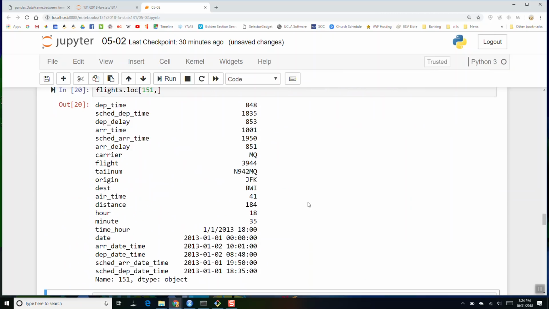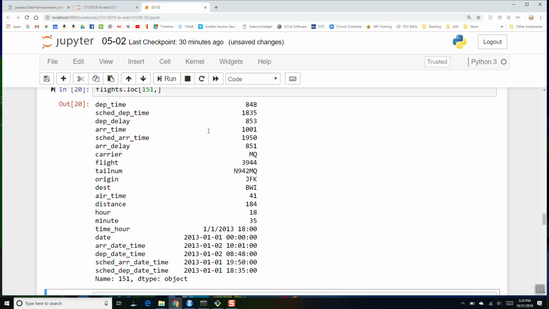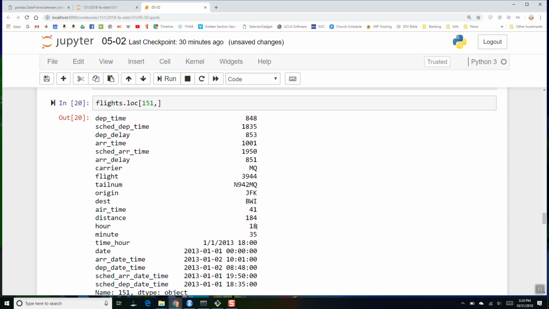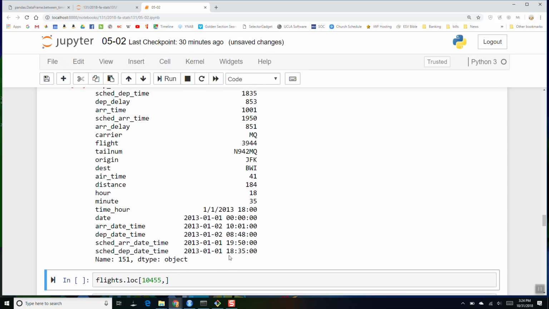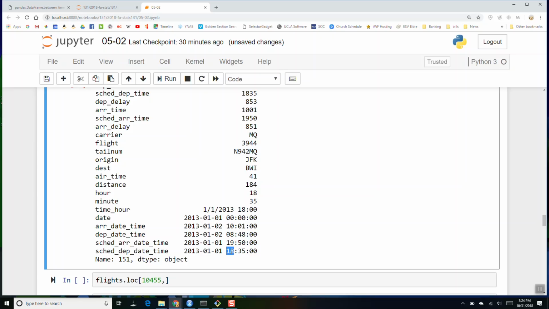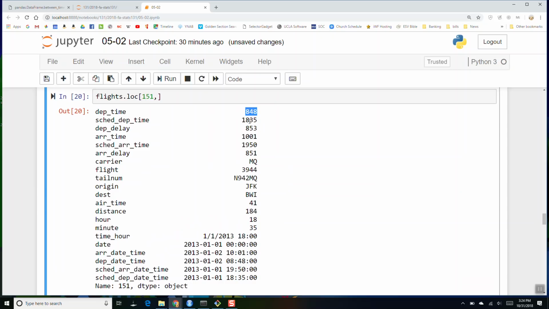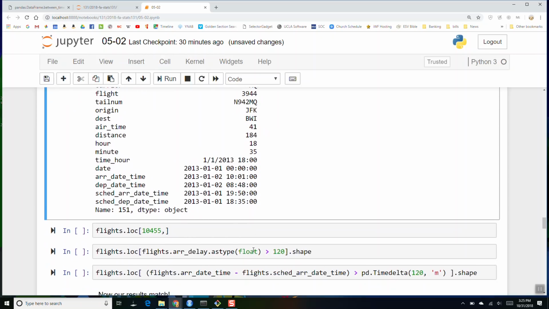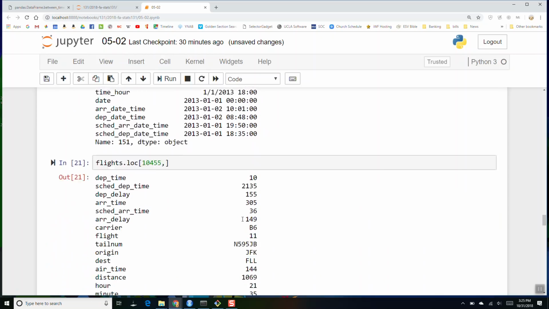And we'll take a look at one of our places that we identified. Location 151, and indeed this looks correct. The scheduled departure time was 6:35 on January 1st, and then the actual departure time is going to be January 2nd at 8:48 in the morning, which matches what we have here. And then also the arrival date and time is updated as well, just to preserve the flow of time, so that we're not arriving before we departed.